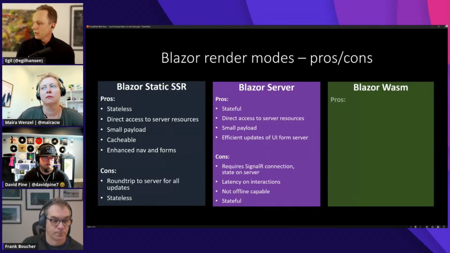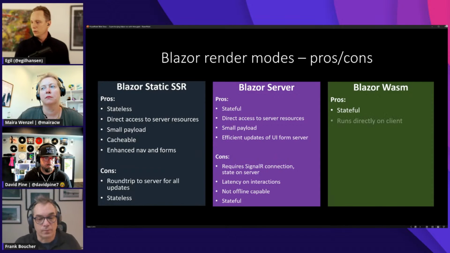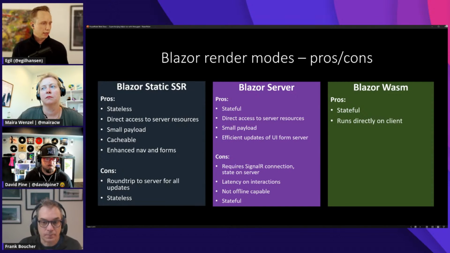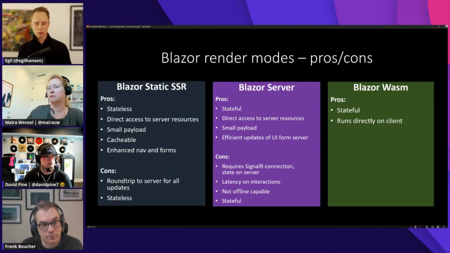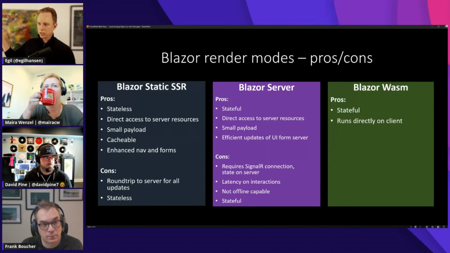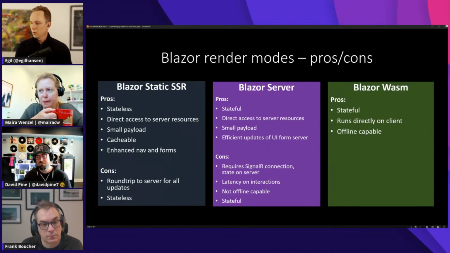Now, on the Blazor WASM side, we have stateful. It runs directly on the client and gives you access to all the things. You can also have a more reactive UI in that when you click a button, you can disable the button if you don't want people to continue clicking it while they're waiting for your API call to go through. It's offline capable. I ran out of, well, there are many good reasons to use Blazor WebAssembly, but add your own pros and cons here as well.